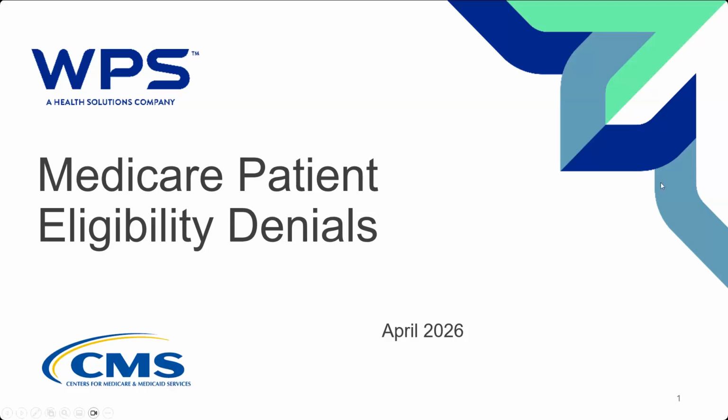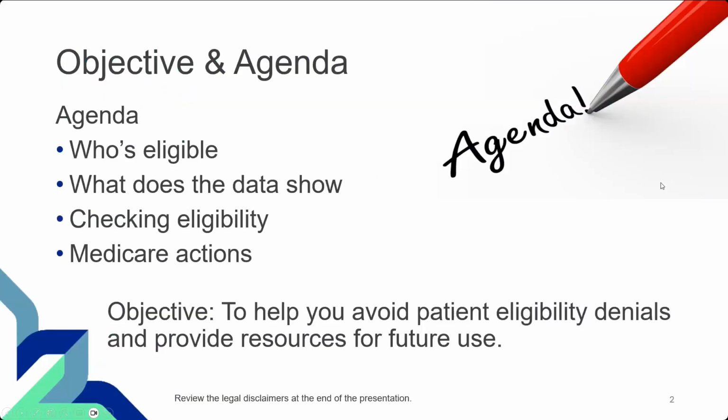So what are we looking at today? Well, our objective is to help you avoid patient eligibility denials and to provide you some resources for future use. What we've done is actually looked at data. So we went through, we analyzed data, and we found out, hey, patient eligibility denial, yep, we have an issue. Okay, so how do we get around it or how do we work with it? And that's what we'll talk about.